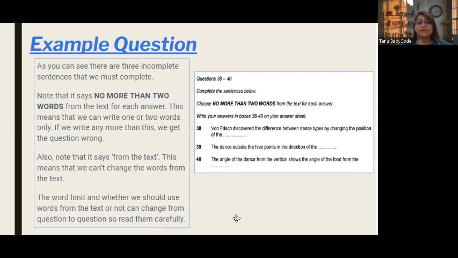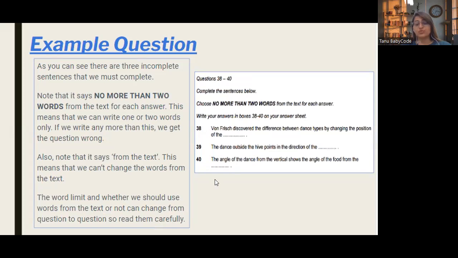Now, example question on my screen, you can see question number 38 to 40. Complete the sentences below. Choose no more than 2 words from the text for each answer. Write your answers in the boxes 38 to 40 on your answer sheet. And here are 3 questions. So you can see here that they ask you to complete the sentences. And here comes an instruction. Instructions play a very important role.